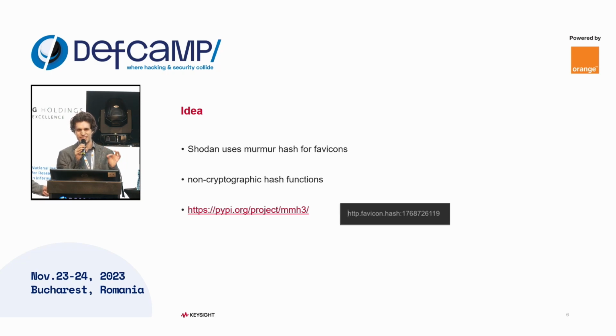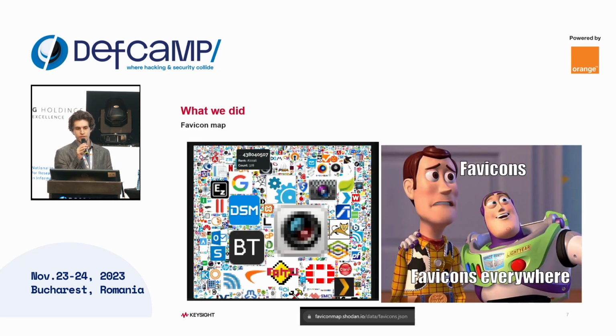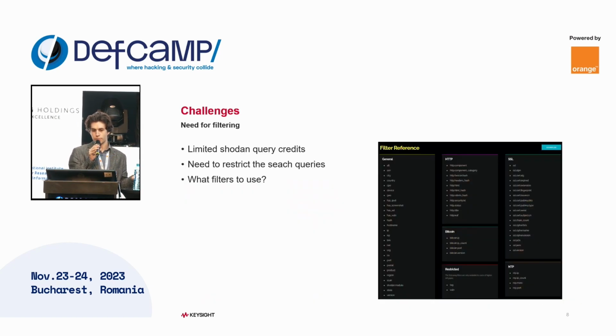But that's a bit tedious, so what we did instead is that Shodan provides us with this Favicon map, which is the top 5,000 most used Favicons on the websites that Shodan indexes. And now we basically have this database of the most used brands that we can leverage after this.